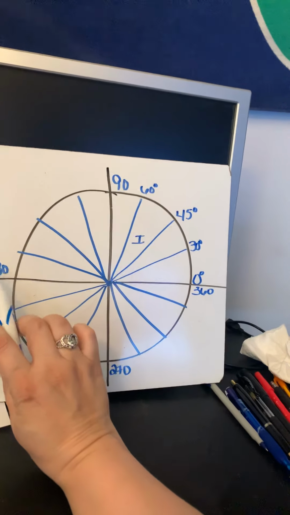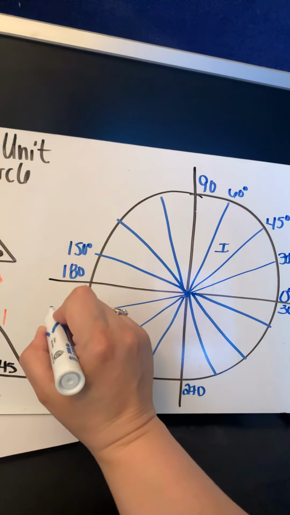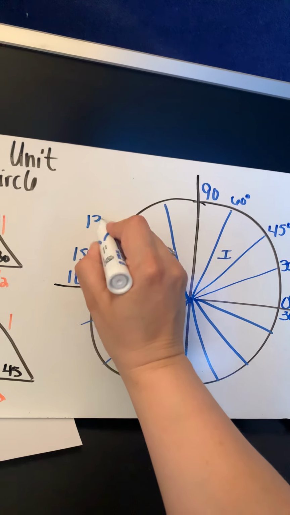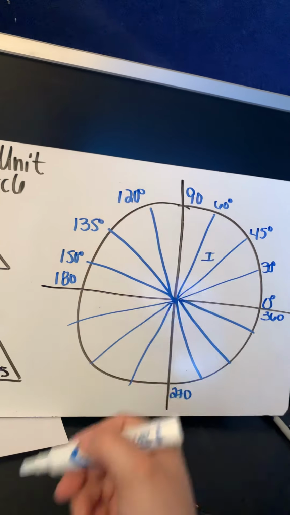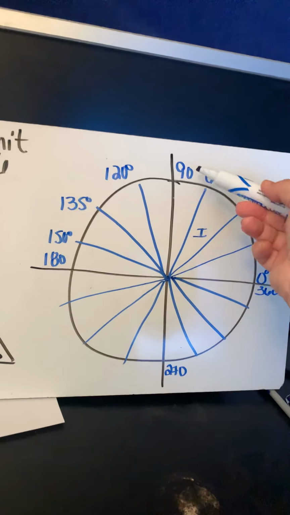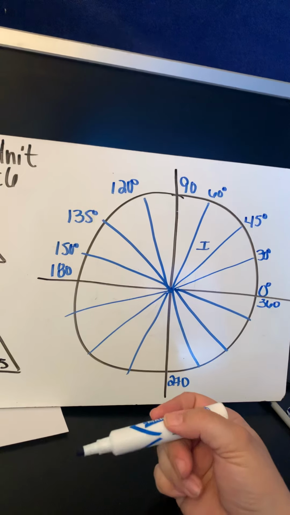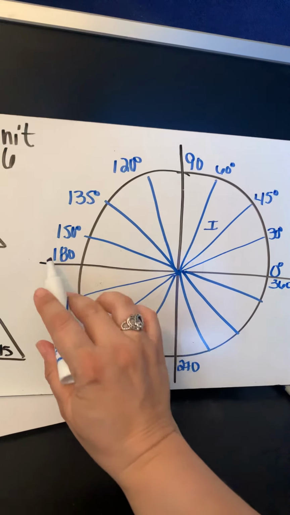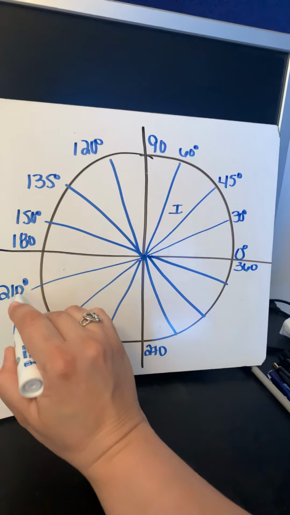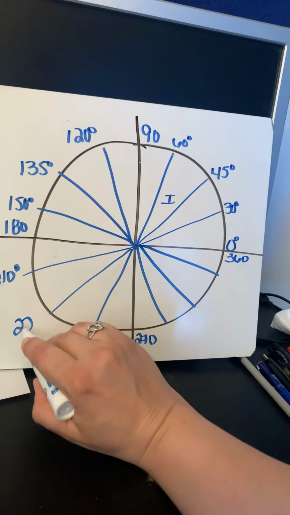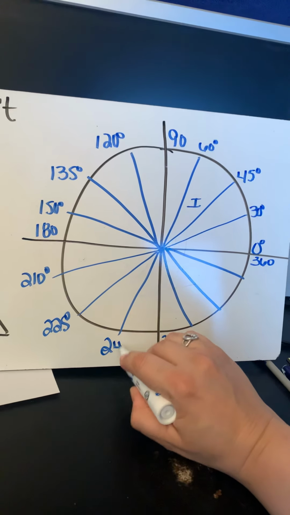So if I took 180 minus 30, I get 150 degrees. Minus 45, I get 135 degrees. Minus 60, I get 120. Now I could have done it using that 90. What's 90 plus 30? What's 90 plus 45? What's 90 plus 60? Same thing here. What's 180 plus 30? 210. What's 180 plus 45? 225. What's 180 plus 60? 240.